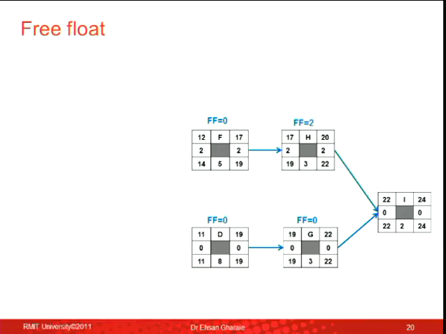Question? If the early start for I was 21, would the free float for H be 1? Correct. Yes. So if I's early start, that 22, was 21, then the free float for activity H would have been 1. So I've got only 1 day of flexibility. If the start of I was 30, then the free float would have been how many days? 10 days. Because H finishes on day 20, I starts on day 30, it means I've got 10 days of flexibility in between.